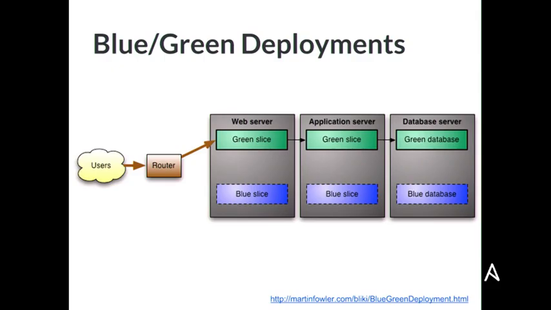So a concept I'm sure you're all familiar with: blue-green deployments. You have a green stack that you deploy code to, and then you deploy code to a blue stack, and then at some point you use a routing mechanism to point code over to the blue stack. In this particular image that's pulled from Fowler's website, it includes a web server, an application server, and a database server.